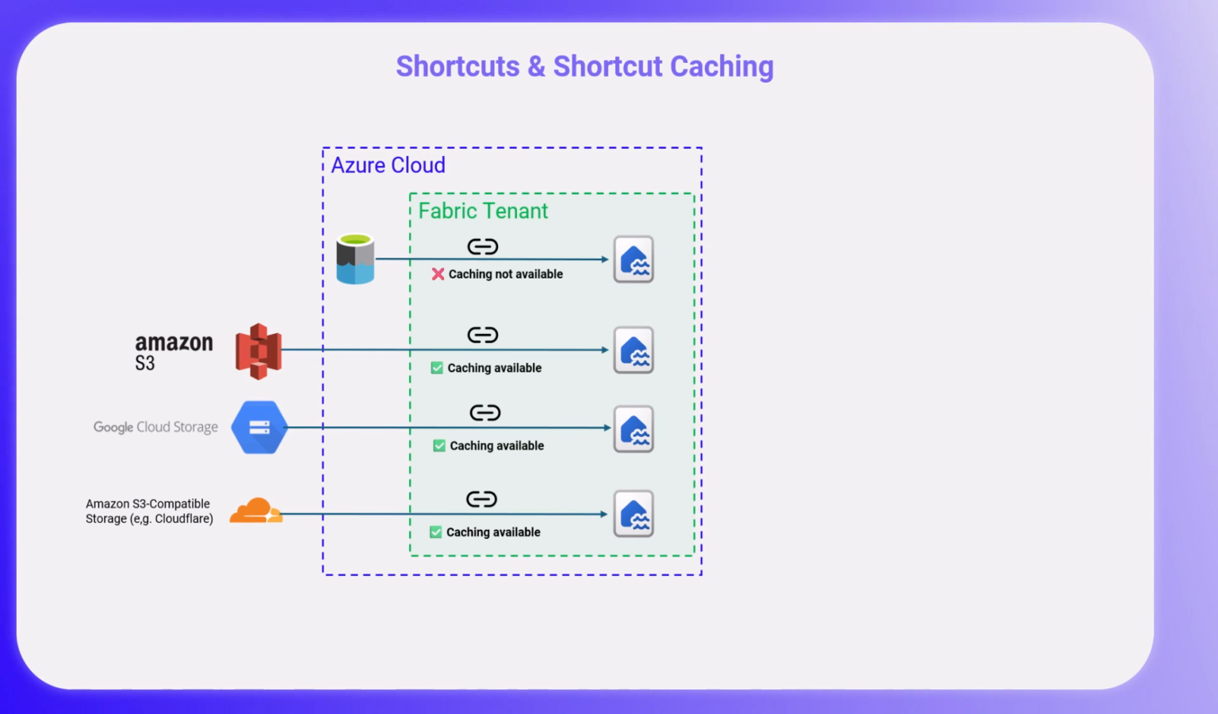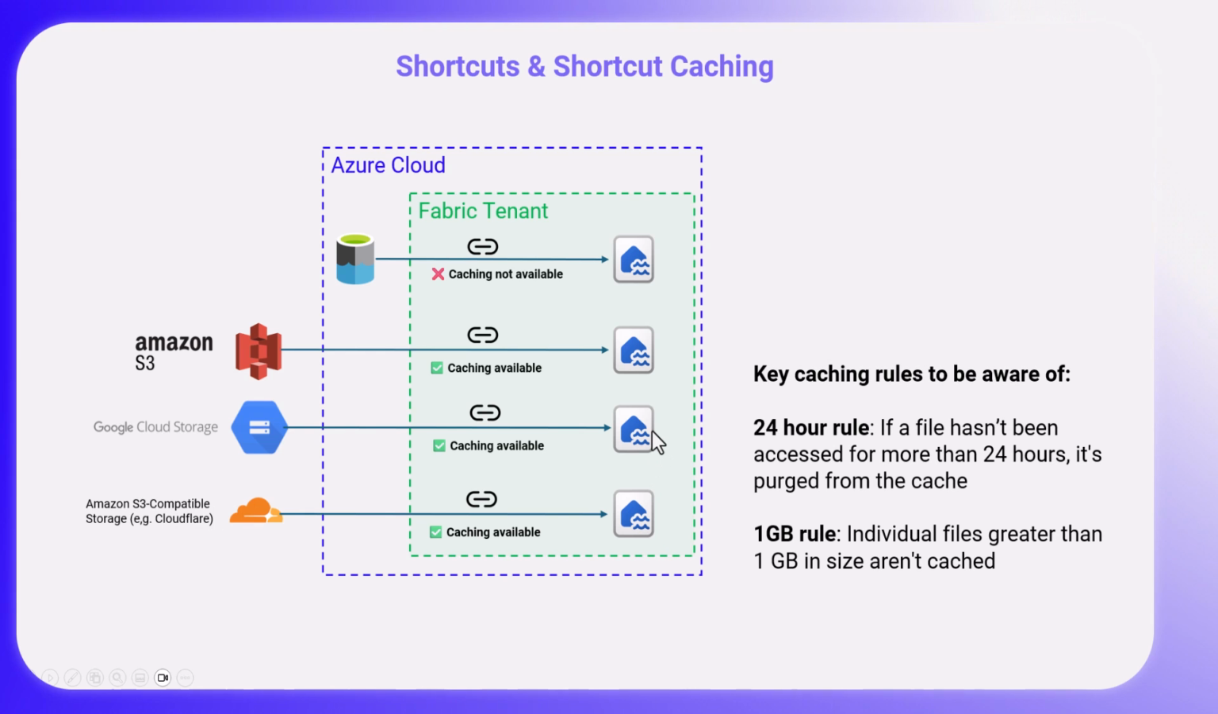So the first thing to note is that it's only available, this caching thing, or it's only really necessary for AWS, Amazon S3, Google Cloud Storage, and shortcuts to Amazon S3 compatible locations. There's some other key rules with shortcut caching to be aware of, right?